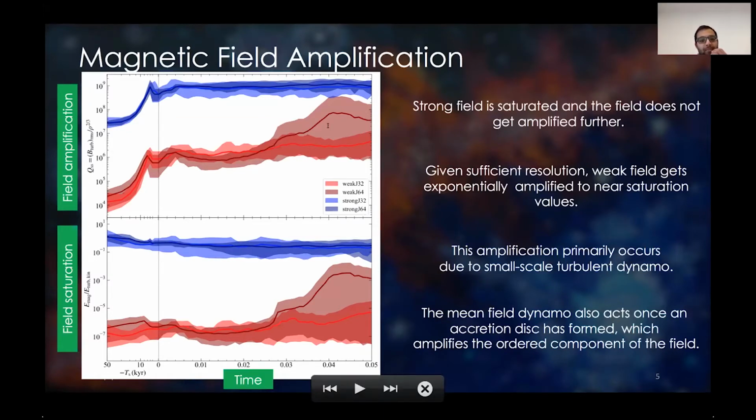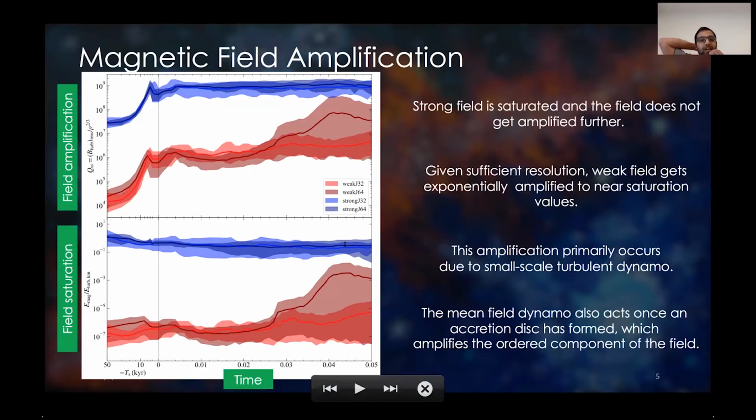The red colored bands are for the weak magnetic field cases and the blue ones are for the strong magnetic field cases. So the takeaway from this plot is that given sufficient resolution in the simulations, even the weak field runs, or even the weak magnetic fields, are amplified to near saturation values, which is seen from the bottom panel in this figure.